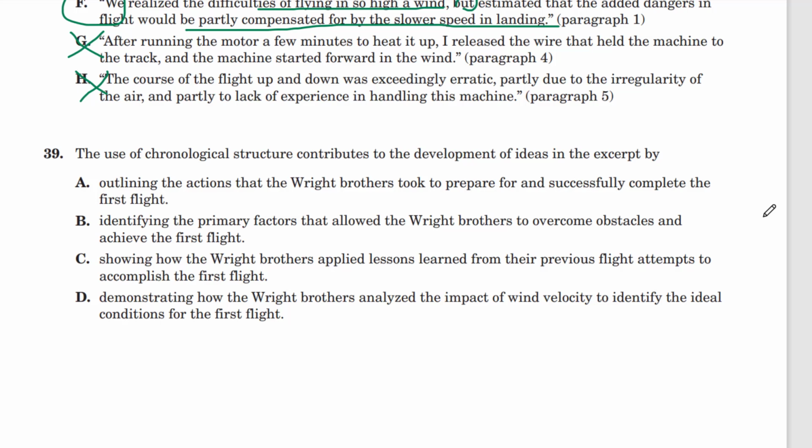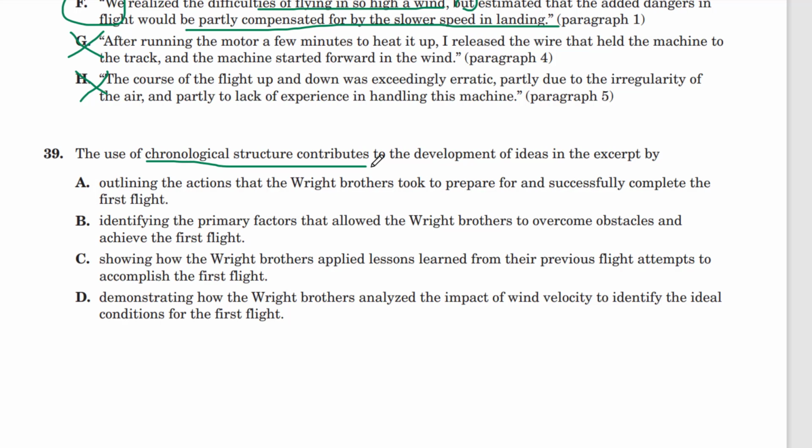39. The use of chronological structure contributes to the development of ideas in the excerpt. So chronological structure. We want a progression of ideas. Why did the author set this up as a chronological passage? The answer to that would tell us. So what is the chronology doing here?